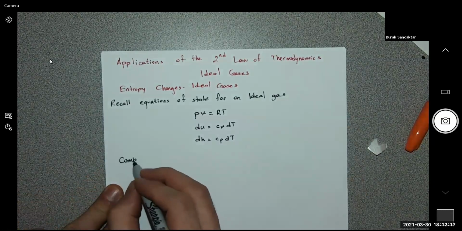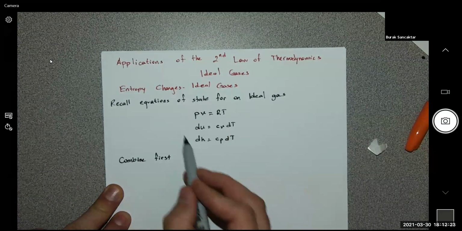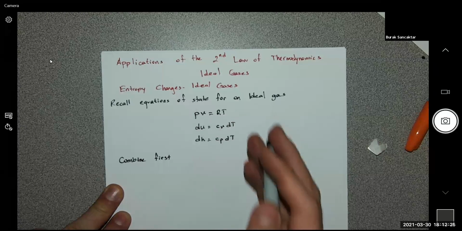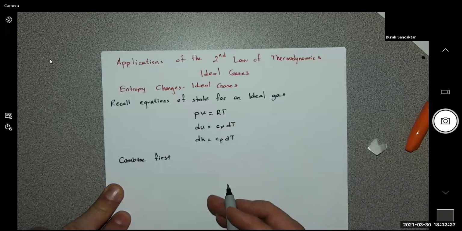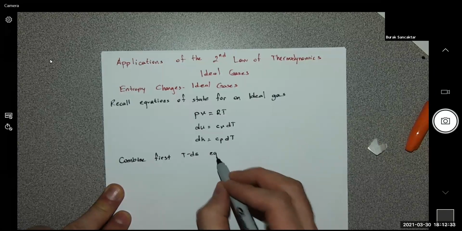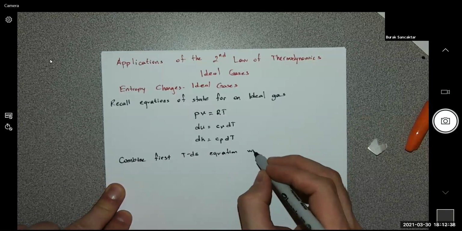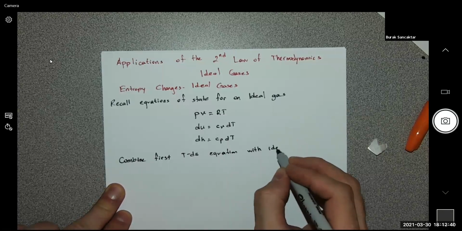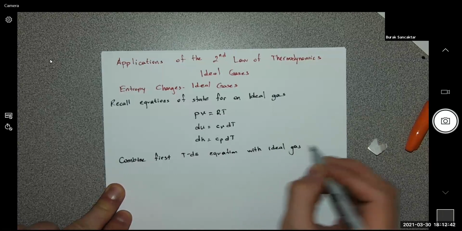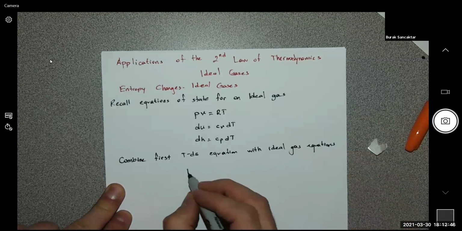What we're going to do in this lecture is combine the state equations with the TdS equations that we have derived in our previous lectures. So, TdS equations with ideal gas equations.